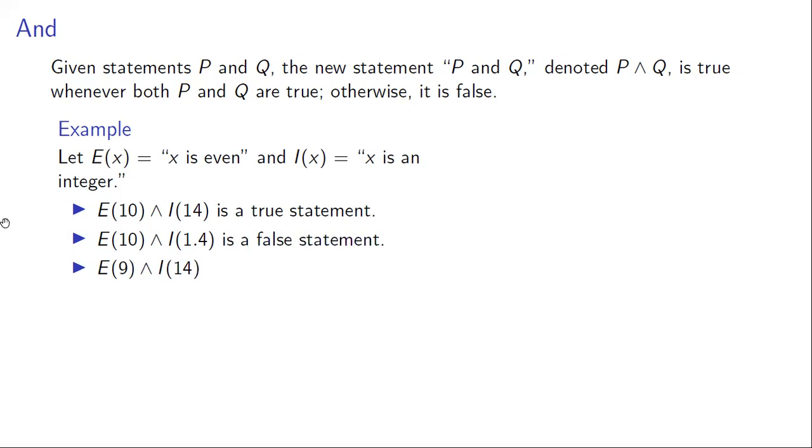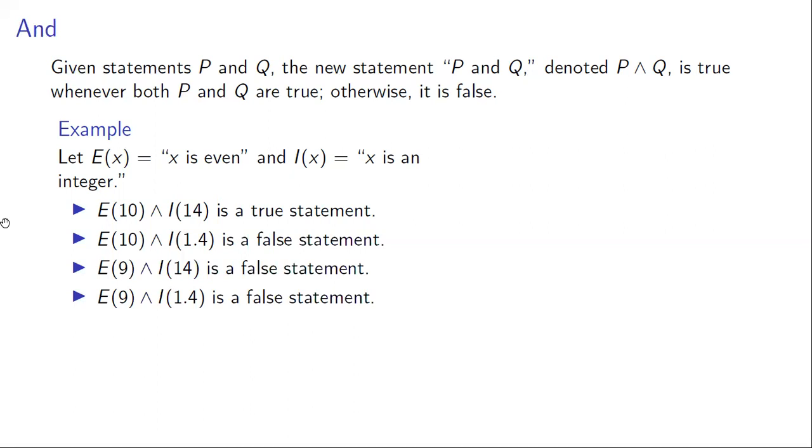Another example, let's say we say E of 9 and I of 14. So E of 9 is false, right, because 9 is not even. I of 14 is true, but this new statement is a false statement. And finally, if we say E of 9 and I of 1.4, meaning 9 is even and 1.4 is an integer, here both of them are false, so this is certainly a false statement.